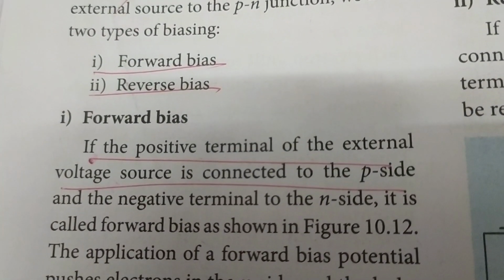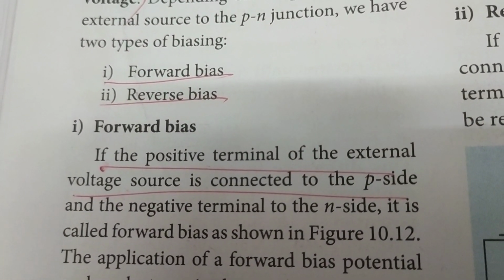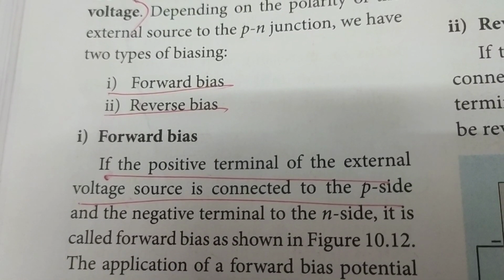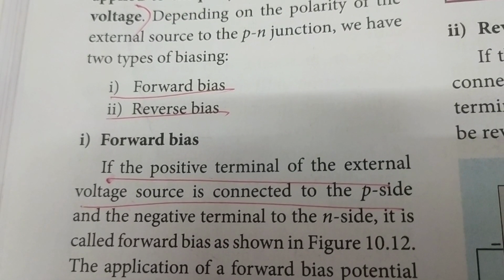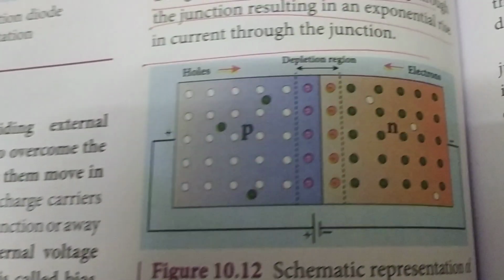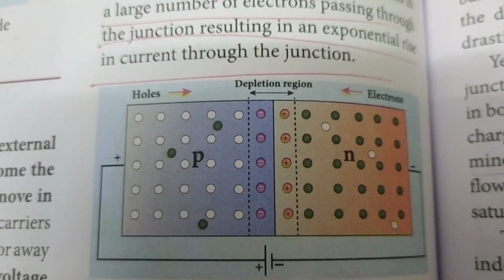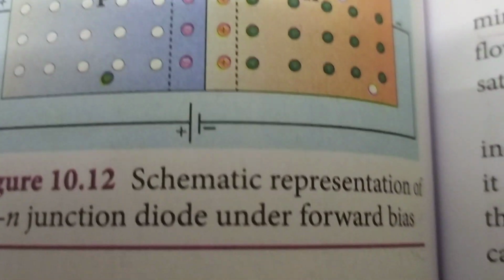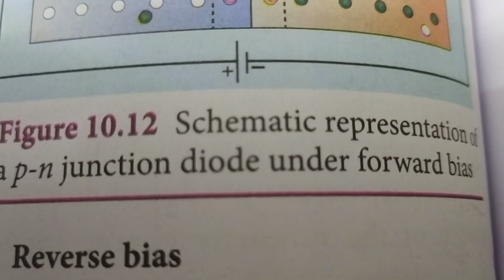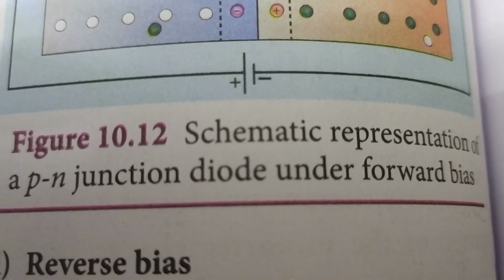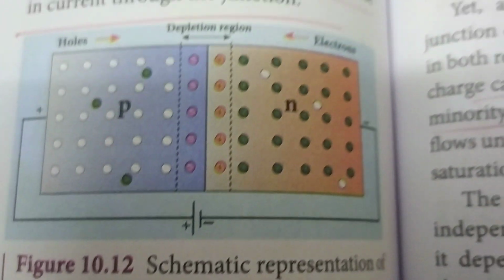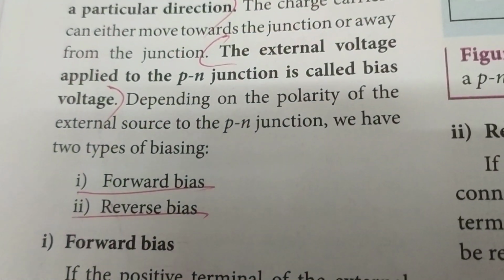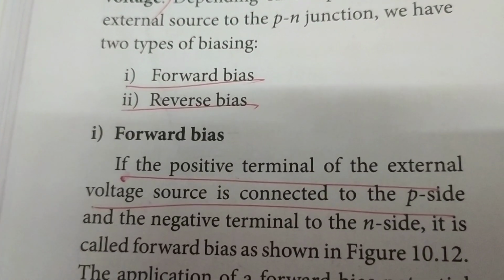So what is forward bias? When the positive terminal of the external voltage source is connected to the p-type and the negative terminal to the n-type, it is called forward bias. When you see this diagram, here p-type and n-type, the positive is connected with the positive side of the battery. That is, the external voltage is this one. A battery is connected with positive to positive and negative to negative. Then it is called a forward bias. And in the opposite case, if it is connected the other way, then it is called reverse bias.